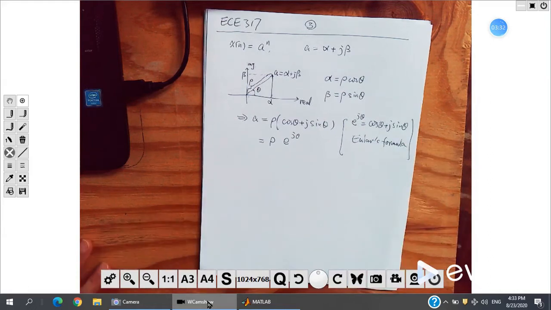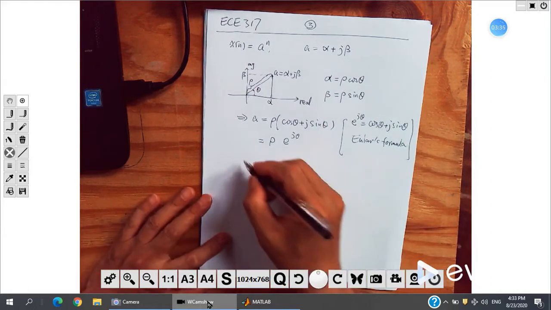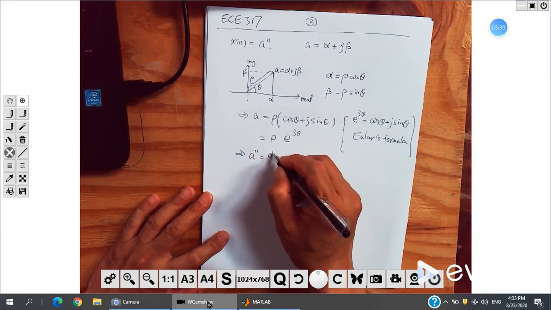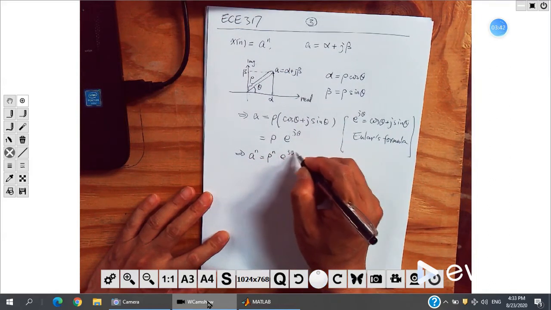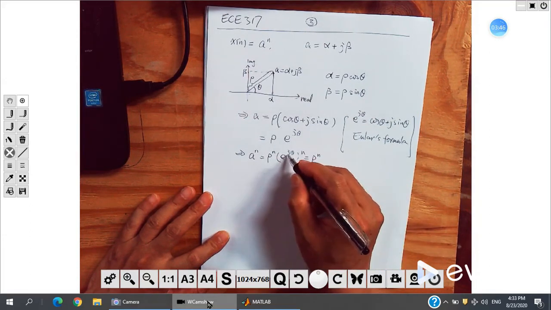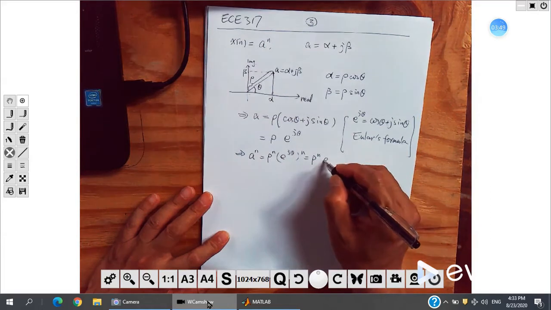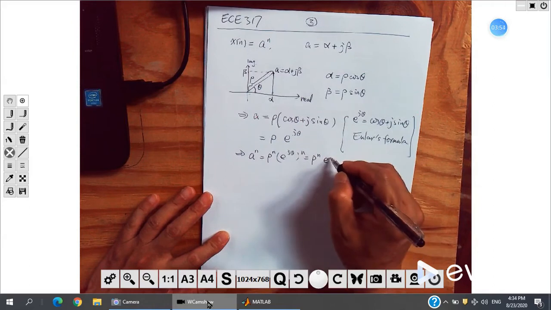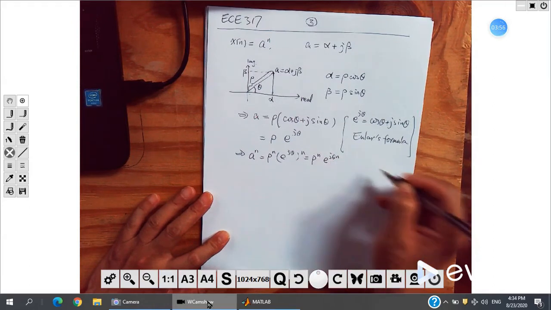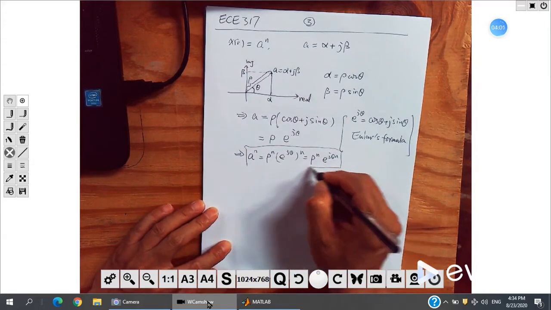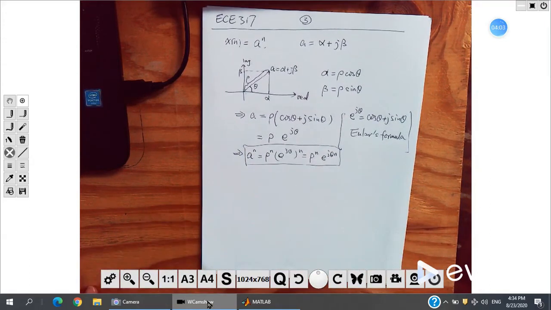By this way, we can have a to the n equal to rho to the n, and e to the j theta to the n. Rho to the n, the same thing. e to the j theta, this is an exponential power, right? Then taking n times, you just multiply inside. So this is j theta times n. So it's not so complex, right?